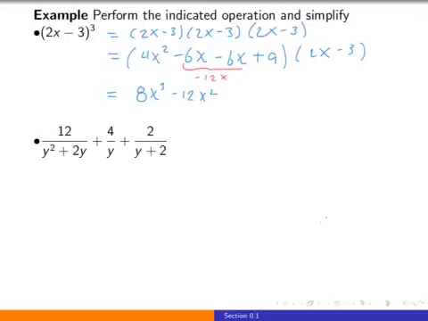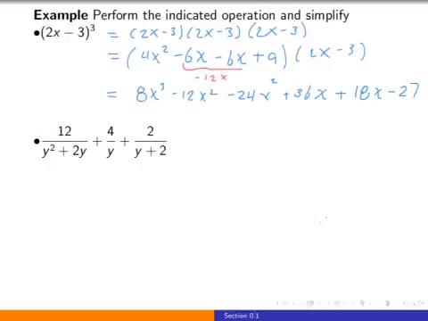Then we take the minus 12x and multiply it by both of those quantities as well. So we're going to have minus 24x squared, and then we'll have plus 36x. That's minus 12 times minus 3. The minus a minus becomes a positive. And lastly here, we take the 9 and we multiply it by both of those quantities. So 9 times 2x is 18x. And 9 times minus 3 is minus 27.